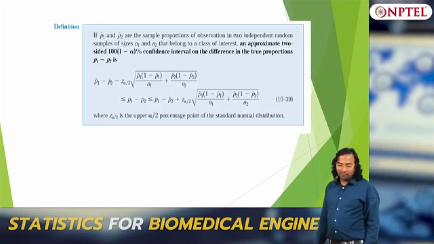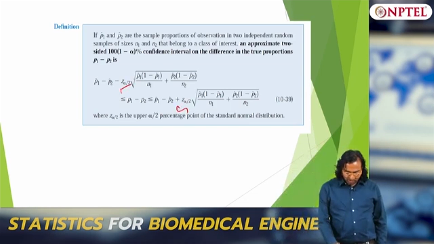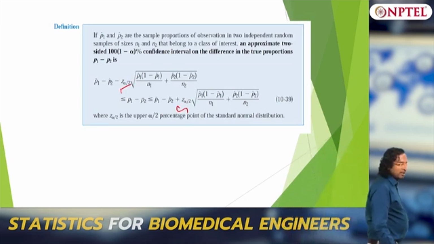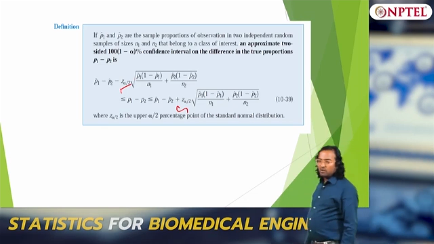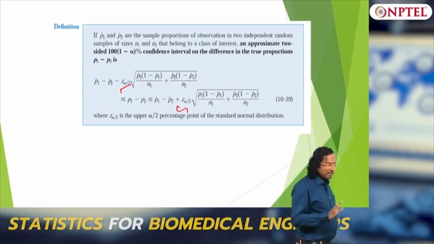These are the confidence limits, and since it is symmetric, it is z alpha by 2, z alpha by 2. Any questions? So far so good. So we have completed what I call 2 sample comparisons.